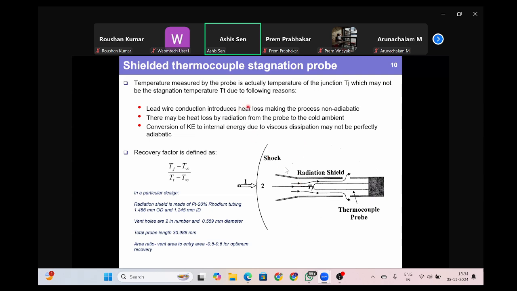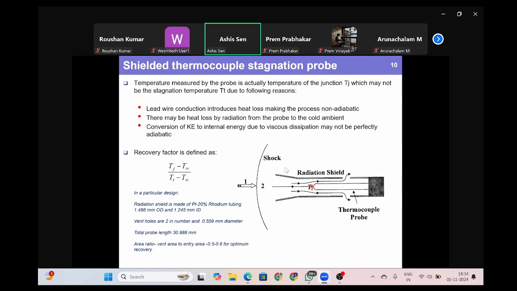So here, this probe is basically shown like this, and this is the thermocouple junction. The fluid streamlines come and end here. This is the stagnation temperature. The remaining fluid basically escapes through these holes. So this is where you are supposed to measure the stagnation temperature.